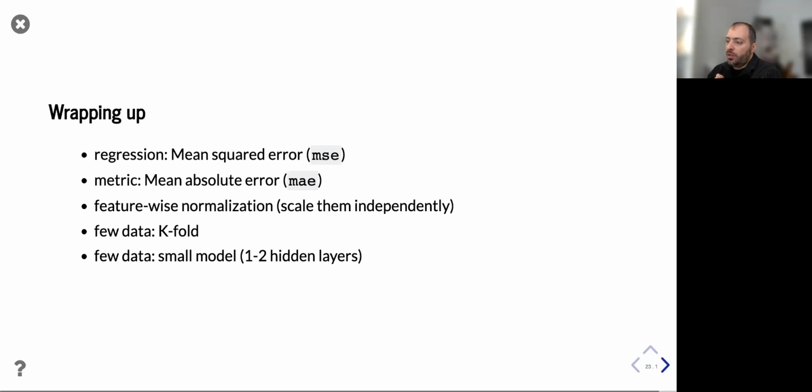Then, since we have few data, we use k-fold. K-fold is a good approach for few data in order to tune the hyperparameters like the number of epochs. And again, since we have few data, we use a small model, because if we had many layers, we would see that it starts overfitting too fast because it will just remember all the cases. I mean, we have 300 cases per fold, so it would be very easy for the model.